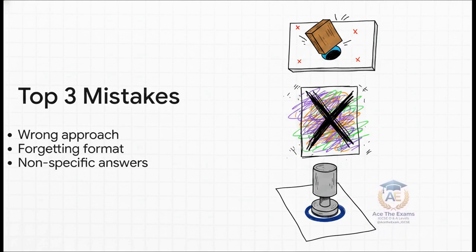Number 2, forgetting the check format and presentation. We talked about this. Dropping proper headings, missing your units, or failing to clearly annotate your workings will bleed away easy method marks. Don't throw away points on sloppy formatting. And number 3, which is perhaps the most fatal of all, writing answers that are not specific to the given context. You absolutely cannot use pre-memorized, generic answers. You must apply the theory directly to the specific stimulus material and the specific business provided in the exam paper. Listen.